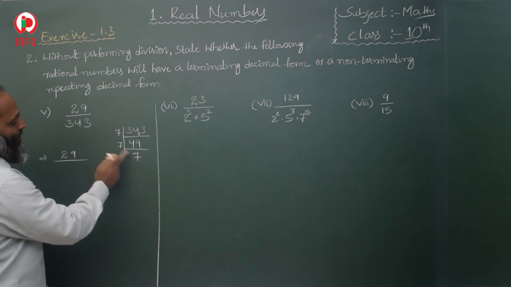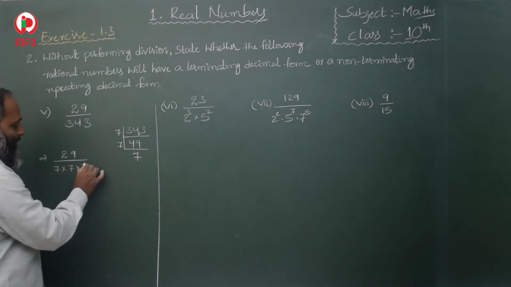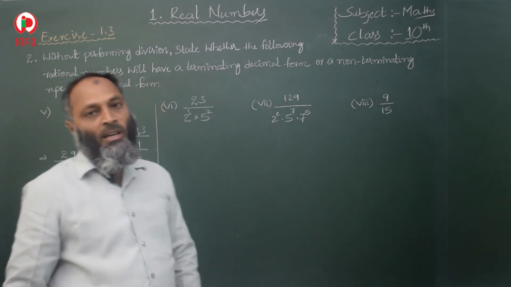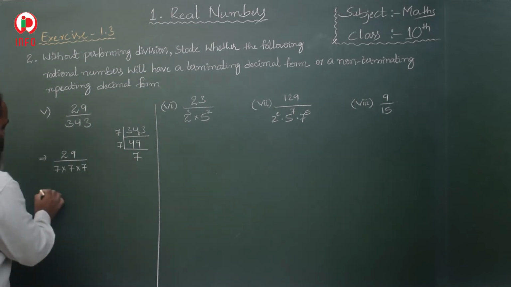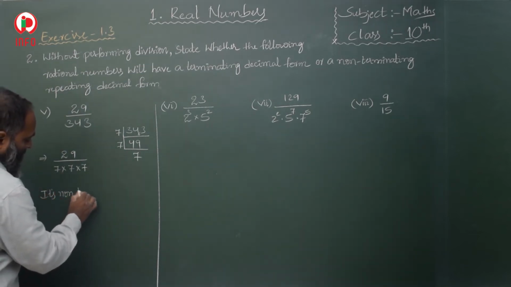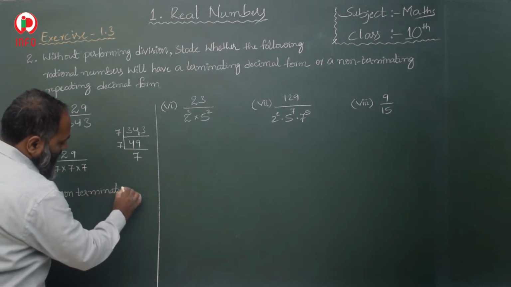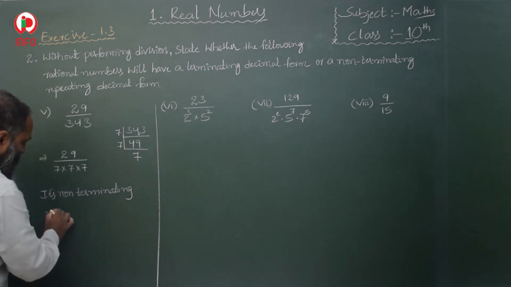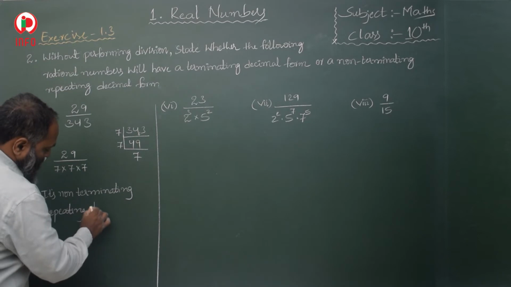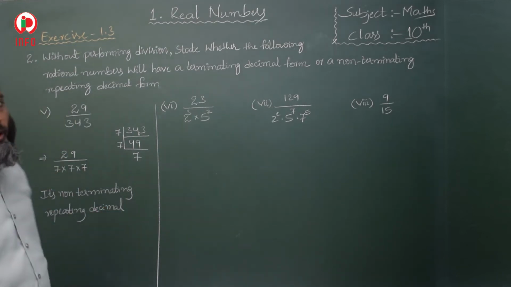343 means 7 into 7 into 7, the product of 7 3s. So here the denominator is a product of 7s. So it is not terminating, it is a non-terminating repeating decimal. Why? Because the denominator is the product of 7s.